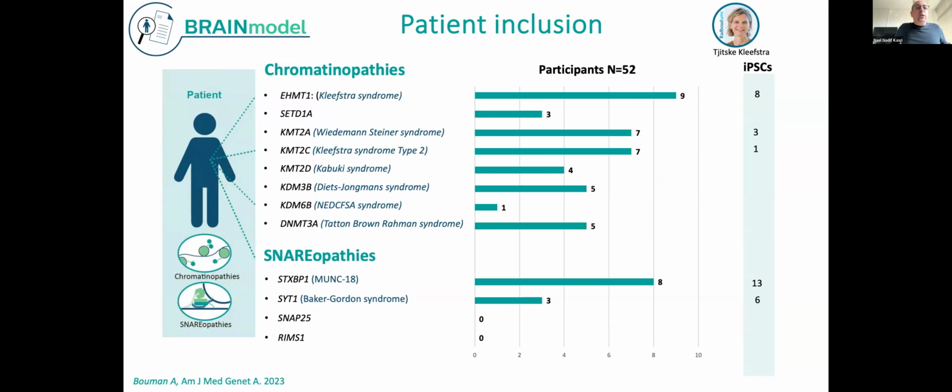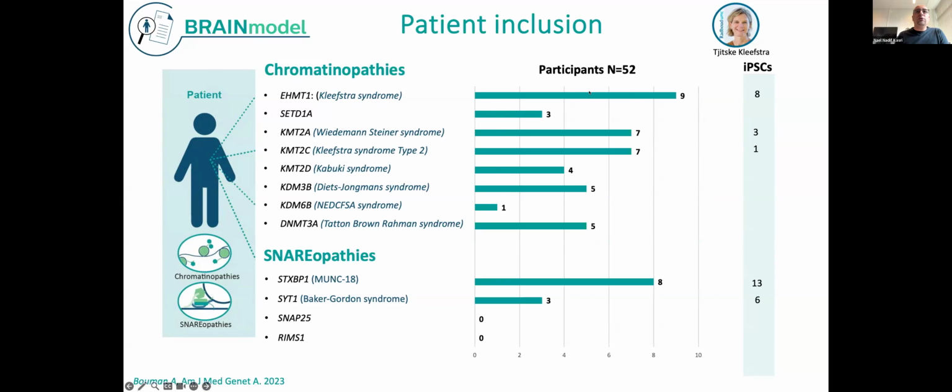How far are we? On the left, you see all the individual patients or genes for which we have recruited patients. The largest group is actually the chromatinopathies, but also the synaptopathies or SNAREopathies. Just preparing this slide, I realized I did not have the latest numbers, so I apologize. I know that we are now at around 65, 64 patients, if I remember well. So this is not fully up to date.